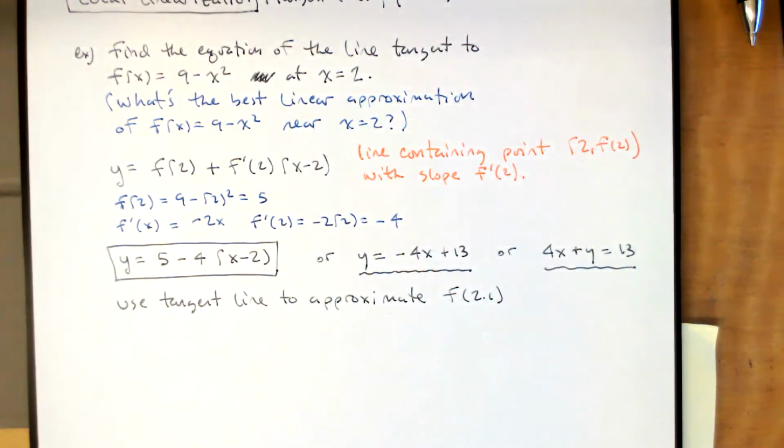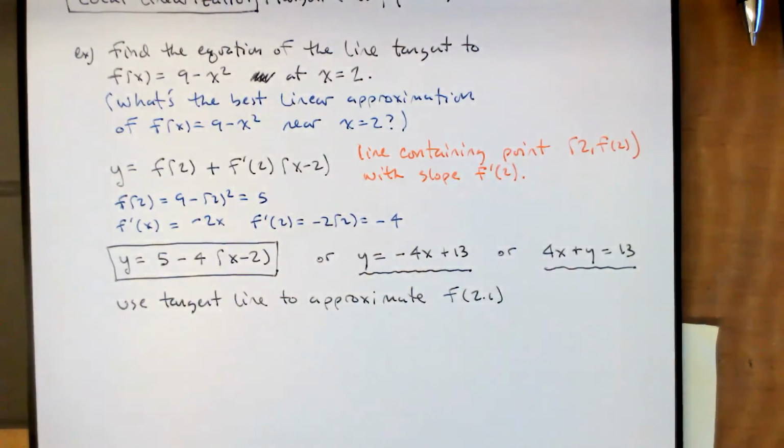Also, we could just calculate what f of 2.1 is. 2.1 squared is not that far off of what we would need. We would subtract that from 9. Life would be much simpler. We know what function we're dealing with. But that's not the point of the exercise. What we want to do is take the 2.1 and plug it into the tangent line.